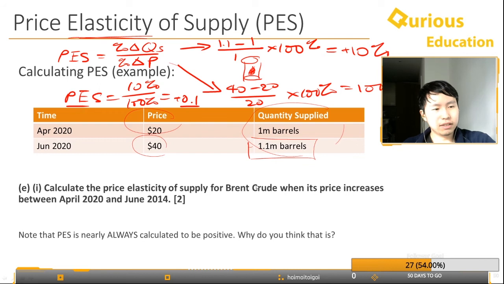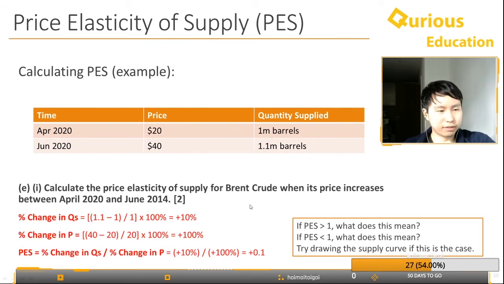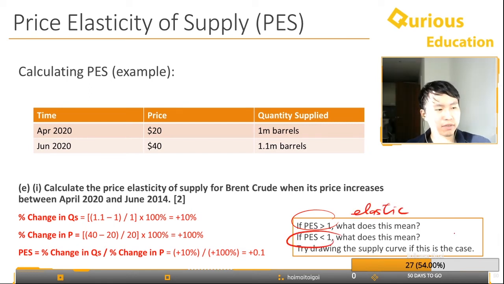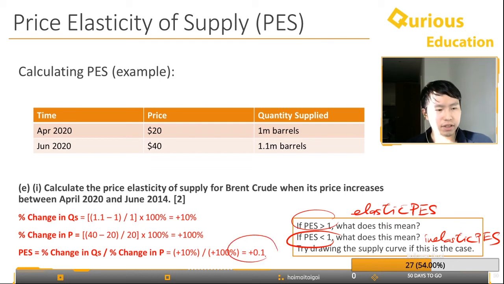So as we can see here in the next slide, similar to PED, if it's greater than 1, it means that supply is elastic. And if it's smaller than 1, it means that it is inelastic. So I'll use that PES. And yeah, we got here plus 0.1.